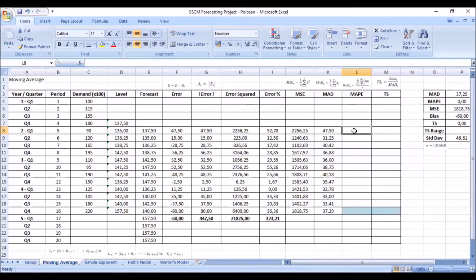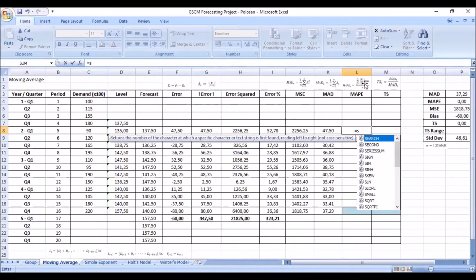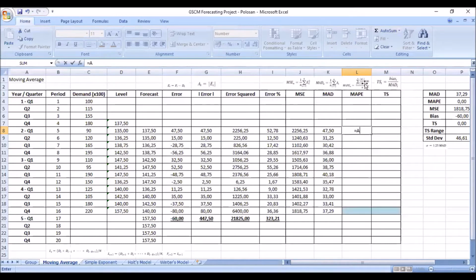And then for the MAPE, which is the mean absolute percentage error, we're just gonna use the Excel formula first, whereas we're just gonna use the total of the error percentage divided by the number of corresponding periods. However, in this case, we just need to use the average of everything because it's not really dependent on the period, and we can just use the average of all of the error percentages.